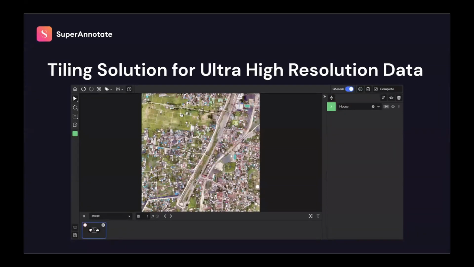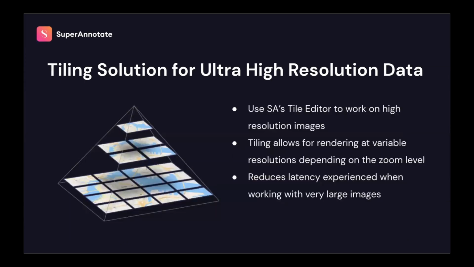So the tiling solution for ultra high resolution data is a tiled editor that we've developed. So this is a high resolution image of a portion of a city. And if you go to the next slide, we can see how the tiling works. So there's, in this case, 3 different levels of tiles. You can see at the top of the pyramid here, there's just one tile. So that's when you're completely zoomed out at the most zoomed out level. You'll have that one tile with a specific resolution. Once we zoom into the first level, now we see the image breaks up into 4 tiles.